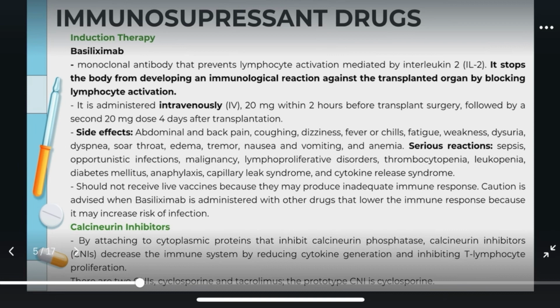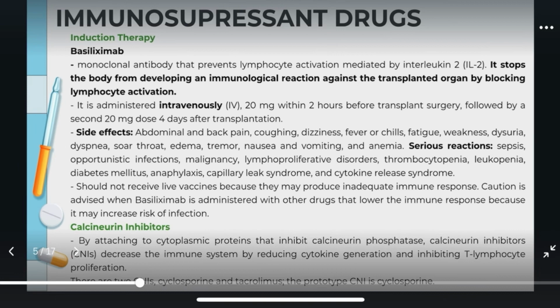The patient should not receive live vaccines because they may produce an inadequate immune response. Caution is advised when basiliximab is administered with other drugs that lower the immune response because it may increase the risk of infection. Second is calcineurin inhibitors.